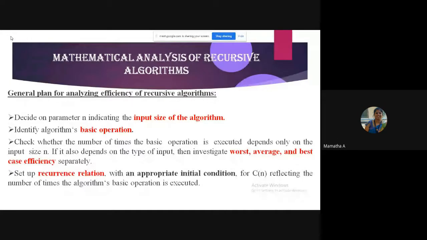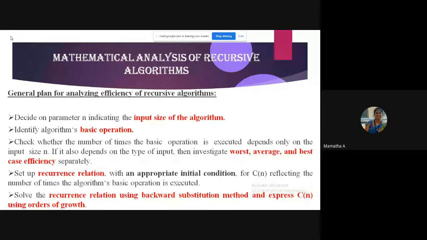And after solving, what should I do? Express in terms of orders of growth. Very good. Solve the recurrence relation using the backward substitution method and express C of n, that is the number of times the basic operation is executed, using orders of growth. So remember, students, backward substitution is one of the methods. There is another method also, that we will see in module 2. This is the way usually they solve, but there's one easier method also. We'll see that in module 2. Don't worry about that now.